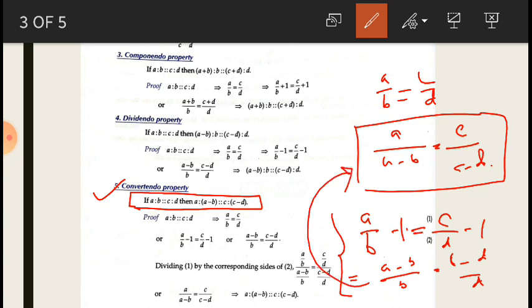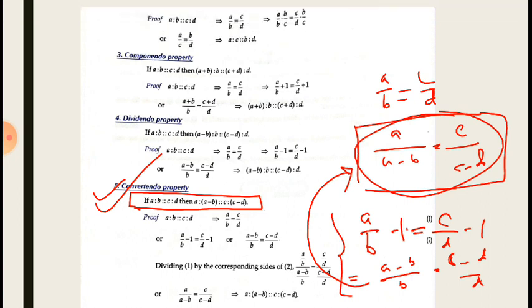Whenever you take the reciprocal of these two, you will reach this portion, because if you take the reciprocals, that is b by a minus b equal to d by c minus d. In this way you can reach the convertendo property; we just convert the dividendo property in a different manner. So if you reach this section, you will definitely prove that a is to a minus b is proportional to c is to c minus d. This is the thing you need to know here.